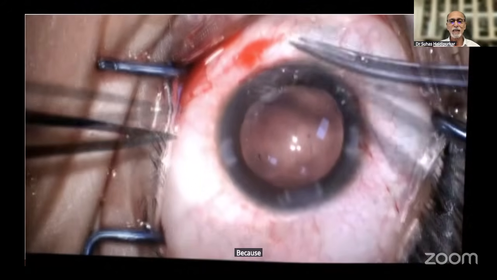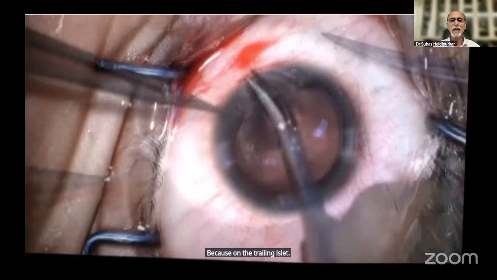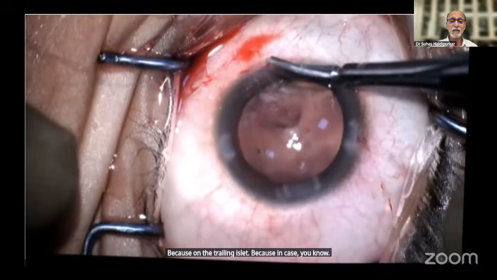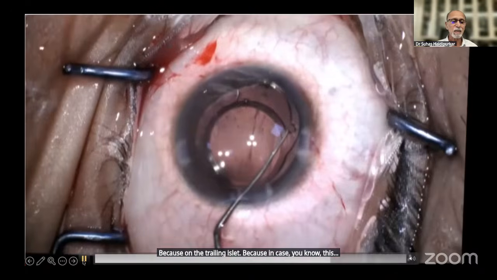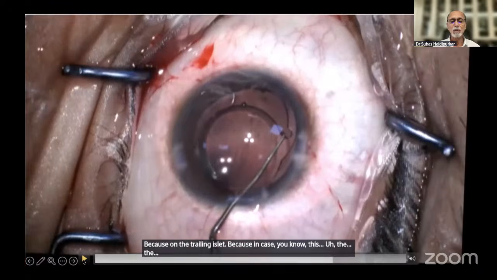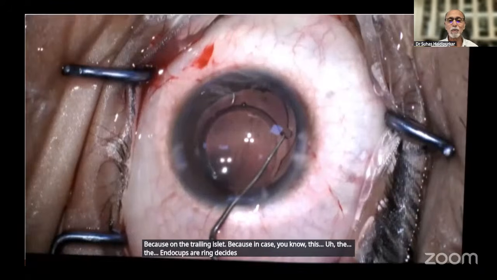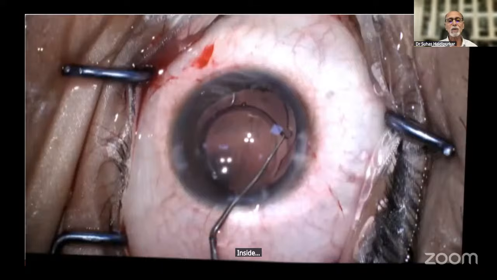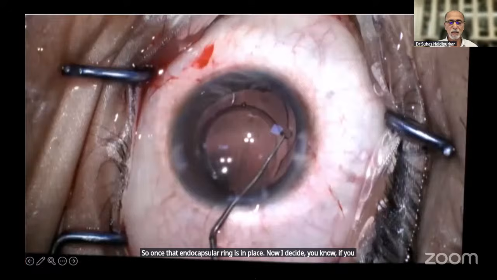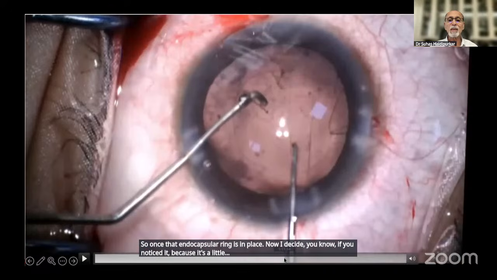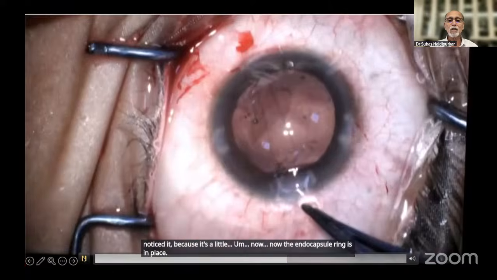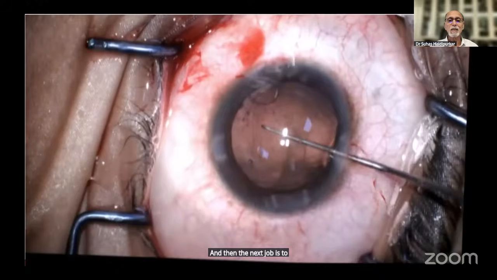because on the trailing eyelet, in case the endocapsular ring decides to go inside behind the capsule, then you can always use that suture to pull it. So once that endocapsular ring is in place, the next job is to get one of these segments.